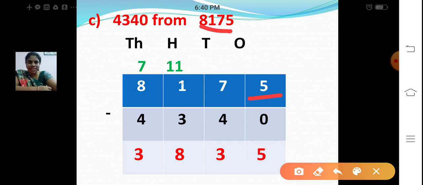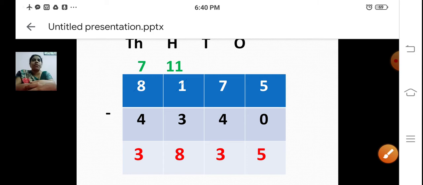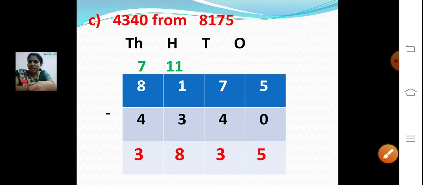So 5 in the ones place, 7 in the tens place, 1 in the hundreds place, and 8 in the thousands place. Second one, take the subtrahend. 4340. 0 in the ones place, 4 in the tens place, 3 in the hundreds place, and 4 in the thousands place. Let's subtract these two numbers now. Where will you start? From the ones place, right?